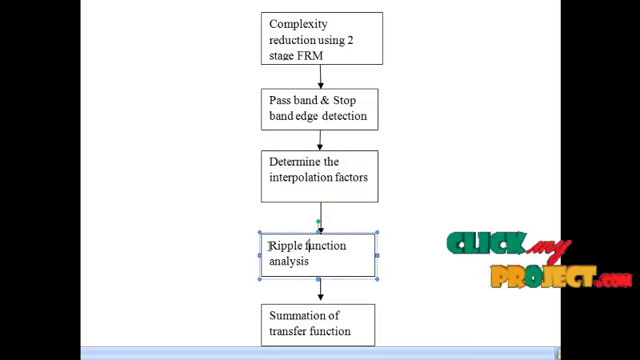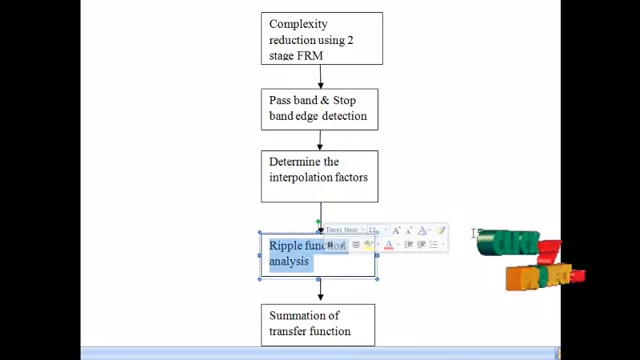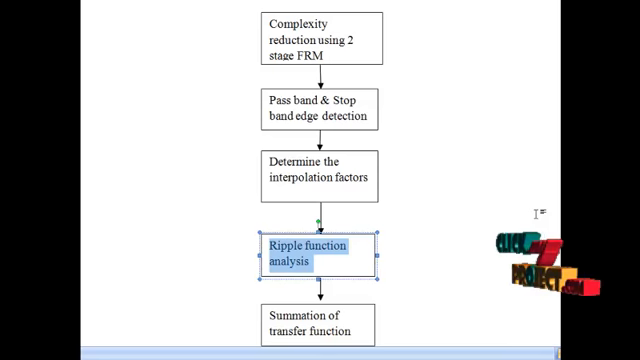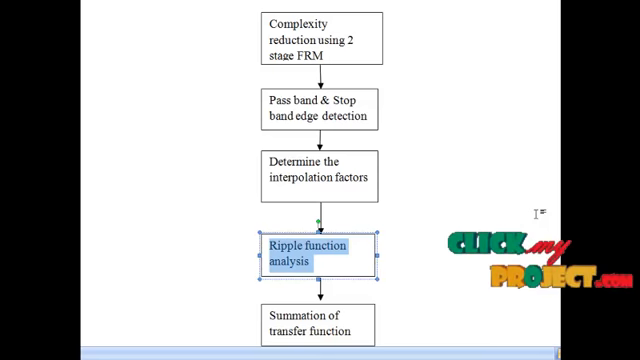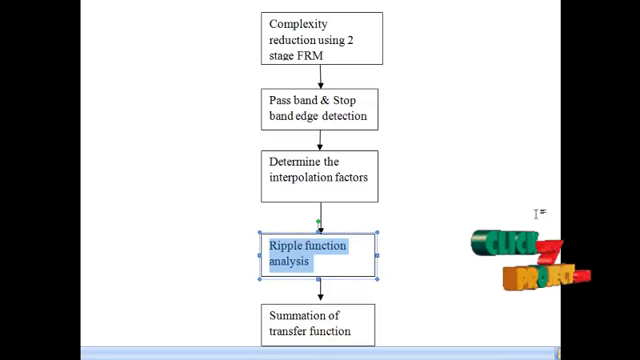The next thing is ripple function analysis. Ripple function analysis is considered to be carried out in three cases. The zero phase frequency response is determined. Then the ripple is analyzed based on different regions. Finally, the ripple of the overall filter is determined by maximizing the value of ripple of the masking filters.